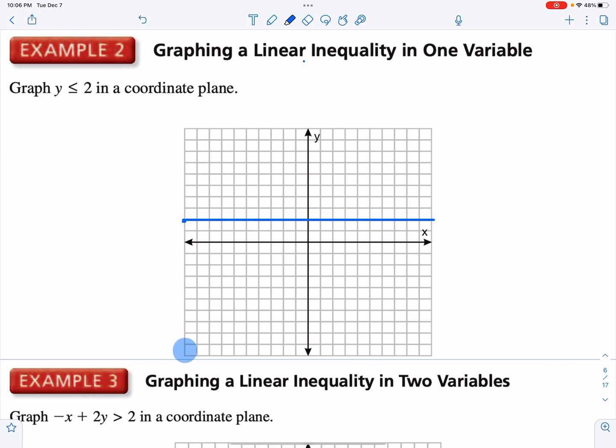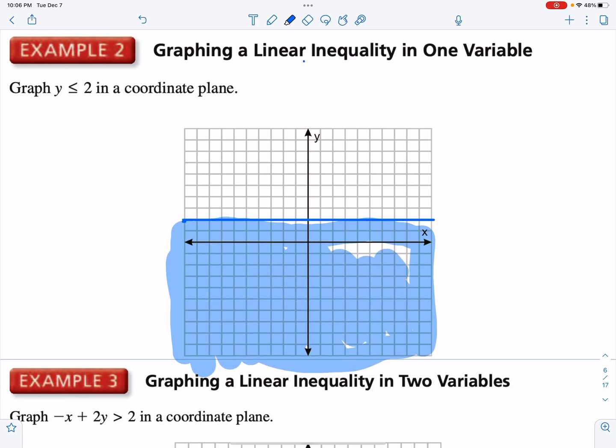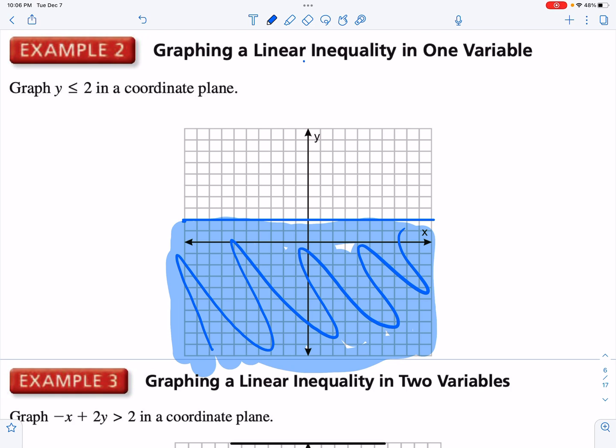I'm going to do the half plane that's below. Now, when you guys go to shade this, obviously you guys don't have the tools I have on the iPad here. A simple quick shade on your quiz or test like this will do just fine.